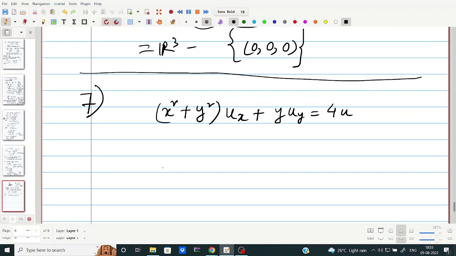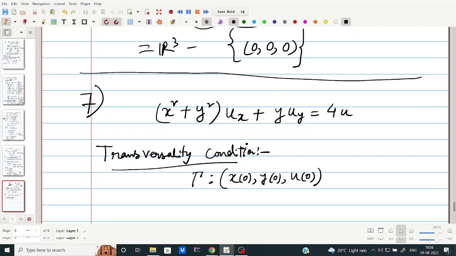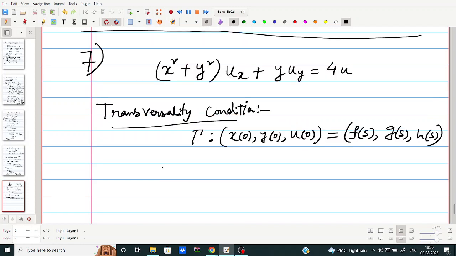So what is the transversality condition? Let me write it first. Actually, Cauchy data is given as gamma, that I told you: (x0, y0, u0). This is the Cauchy data, also called the datum curve. Here x0 is a function of s, I took f(s), y0 is a function of s, and u0 is again a function of s, where s is the parameter. I parameterize this Cauchy data.